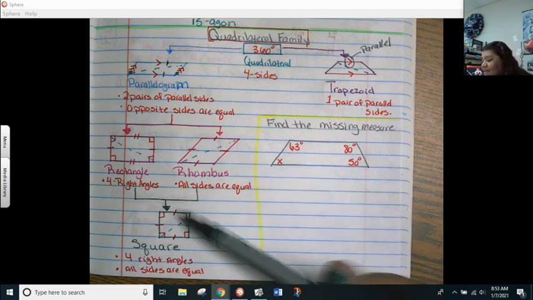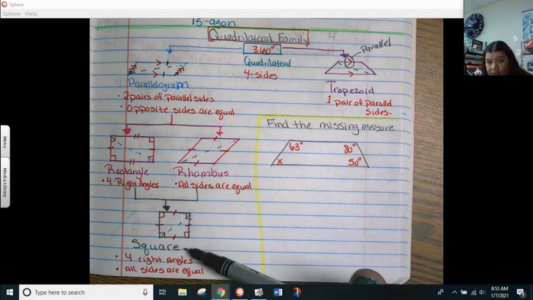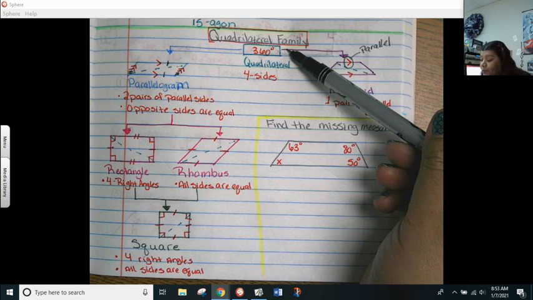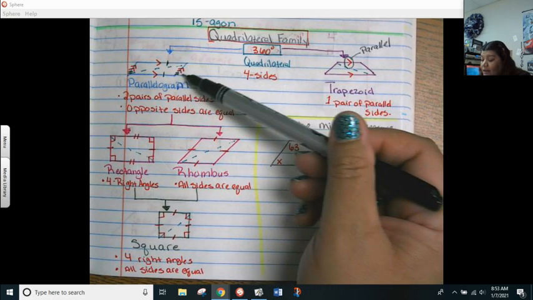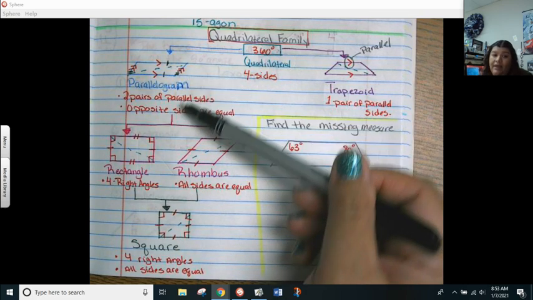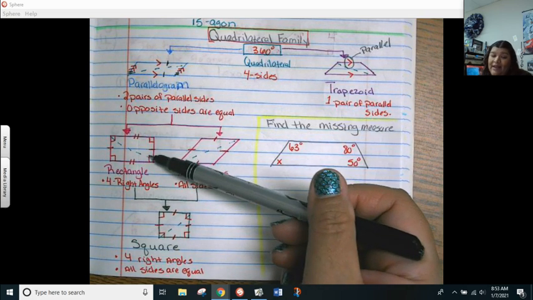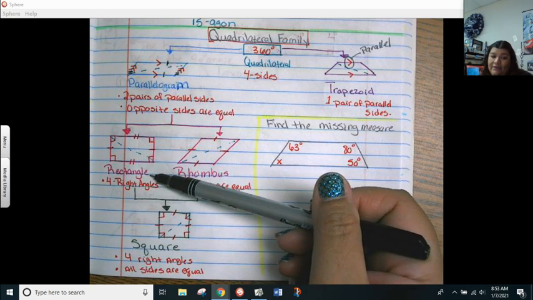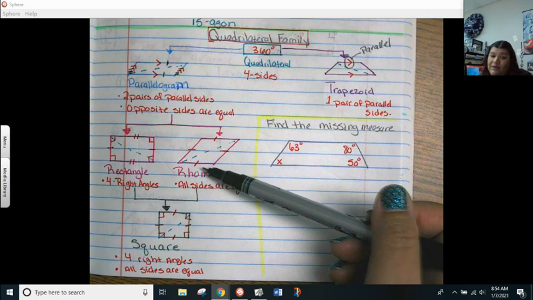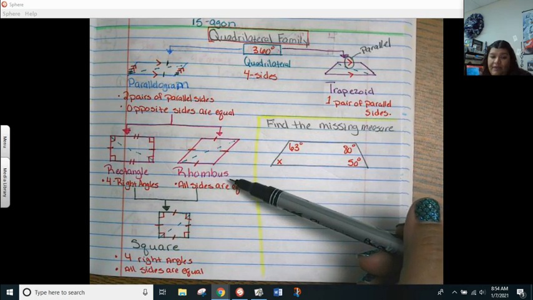Okay, so what makes this shape a square? Let's go through the family. It has 4 sides, so it's a quadrilateral. It is also a parallelogram because it has 2 pairs of parallel sides and the opposite sides are equal. Guess what, guys? It's also a rectangle because it has 4 right angles. Go over here too. It's also a rhombus because all the sides are equal.